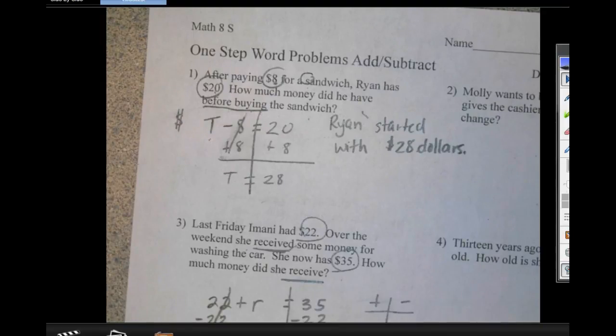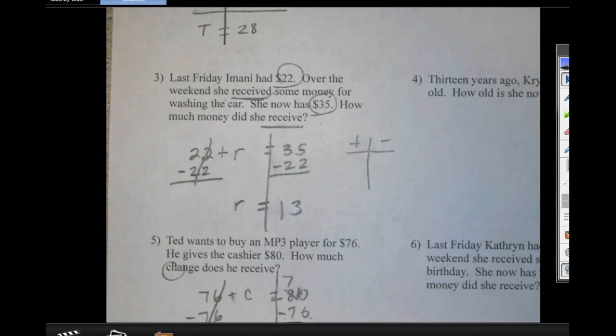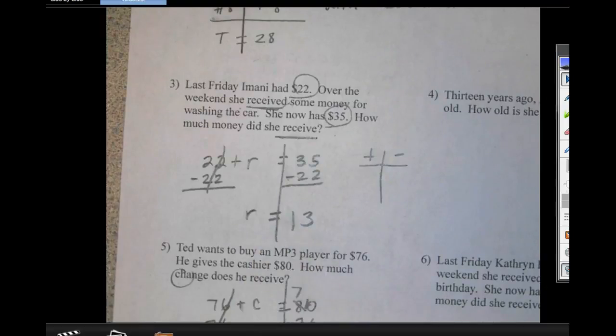Greg, you got that? All right, so let's go ahead and look at number 3. This one says, last Friday, Imani had $22. Over the weekend, she received some money for washing the car. She now has $35. How much did she receive? So she got $13 for washing the car. So how can I answer that problem in words? What would be a good answer, a good sentence for that problem?